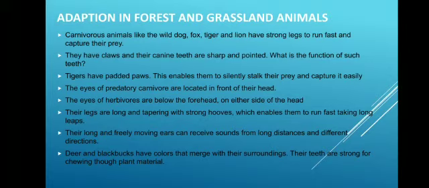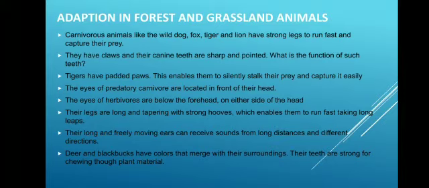Omnivorous animals are those animals which are eating plants as well as other animals. Animals which eat plants as well as other animals are called omnivorous animals. Now one by one we are going to learn about it. First of all, carnivorous animals.